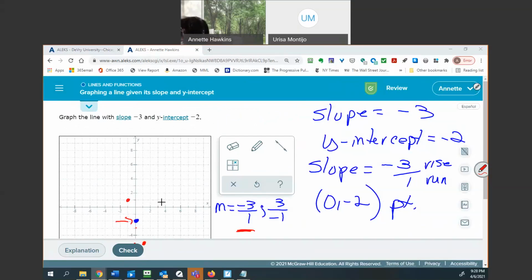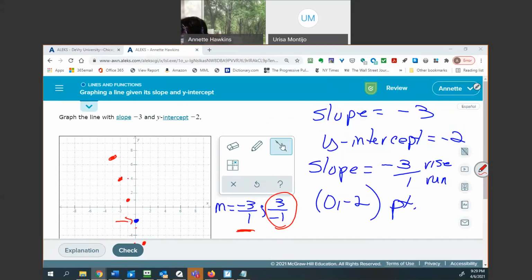Now, the reason I'm going to keep using this point is because I got more space up here. When I move my screen, I lose my point. So from this point, I'm going to do that again. Go up 3, 1, 2, 3, left 1. Let's do it again. 1, 2, 3, to the left 1. So that's my line. Okay?